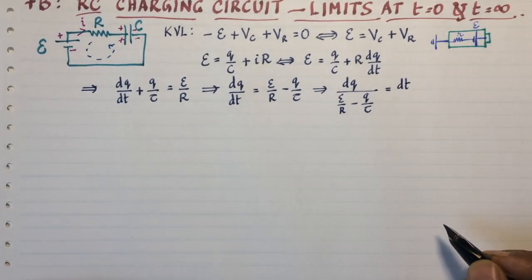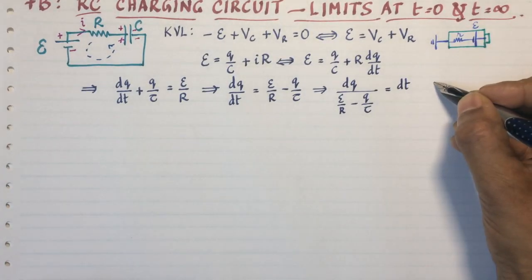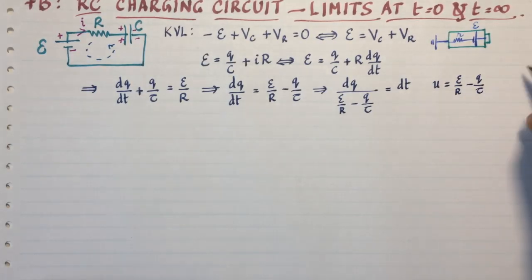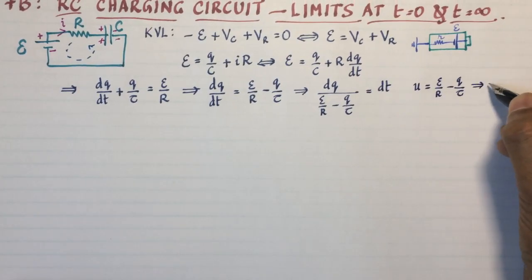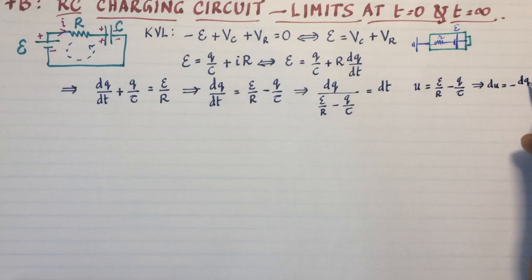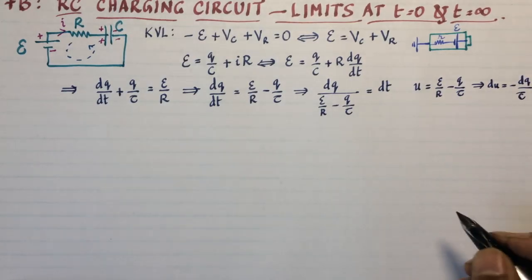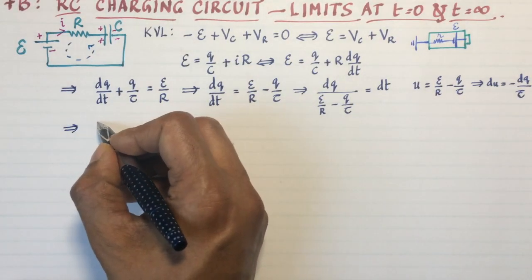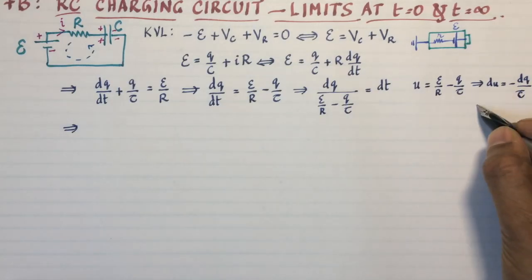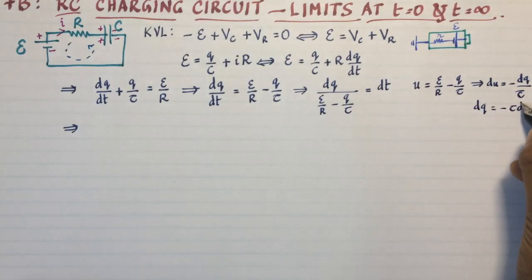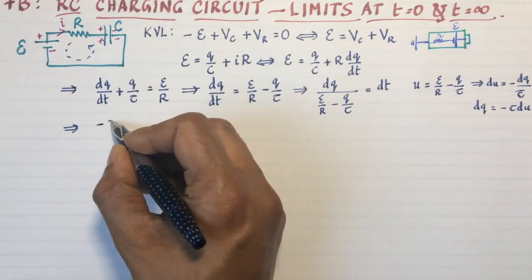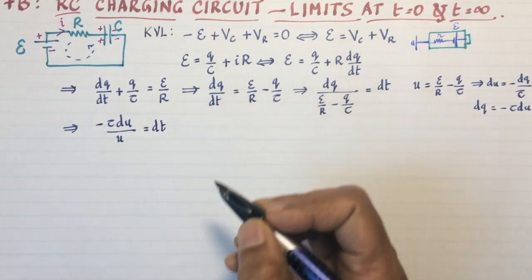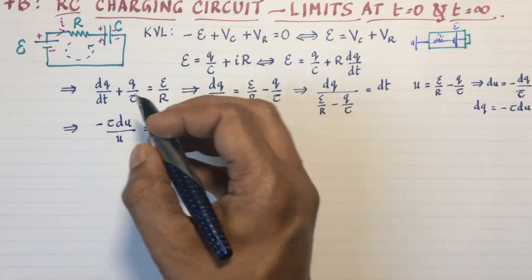At this point, maybe we can perform a substitution. Let's do a U-substitution, and that U-substitution is that u equals e over r minus q over tau. Then du is minus dq over tau. So let's perform that substitution here, and I'll get the following equation. Well, if du is minus dq over tau, then dq equals minus tau du. So I'll write minus tau du divided by u equals dt. Now that's back to business. It just looks like an easy integral from this point on.